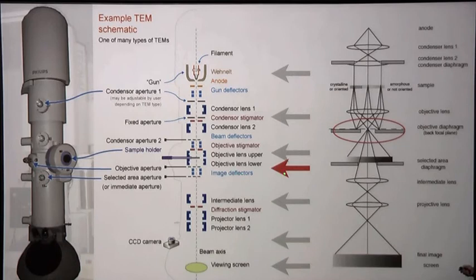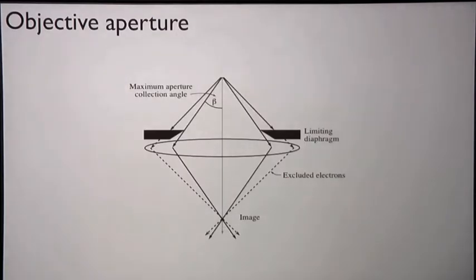So we're coming down underneath the sample now. And the first thing we're going to talk about is the objective aperture. So what's an objective aperture? Remember that an aperture is just something that limits the angles of rays that go through a lens.